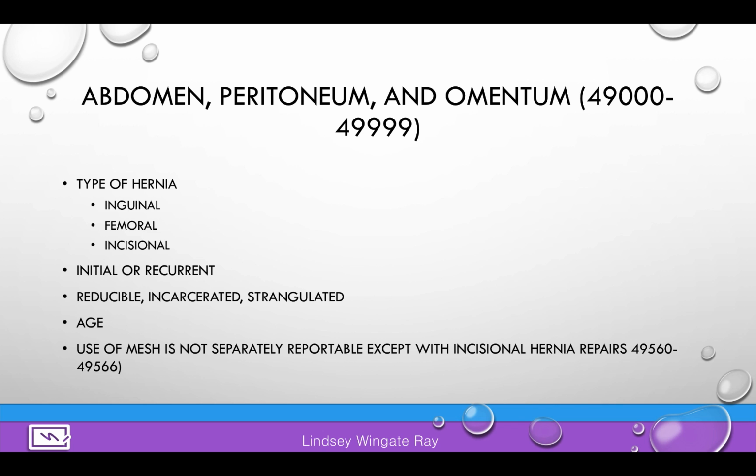A reducible hernia is one that can be pushed back into the abdomen by putting manual pressure on it. An incarcerated hernia is one which cannot be pushed back into the abdomen by applying manual pressure. An incarcerated hernia can become strangulated, which means it cuts off the blood flow to the tissue that is trapped. A strangulated hernia can be life-threatening if it isn't treated. Some hernias are coded by age. The use of mesh to repair the hernia is not separately reportable except with incisional hernia repairs, 49560 through 49566.